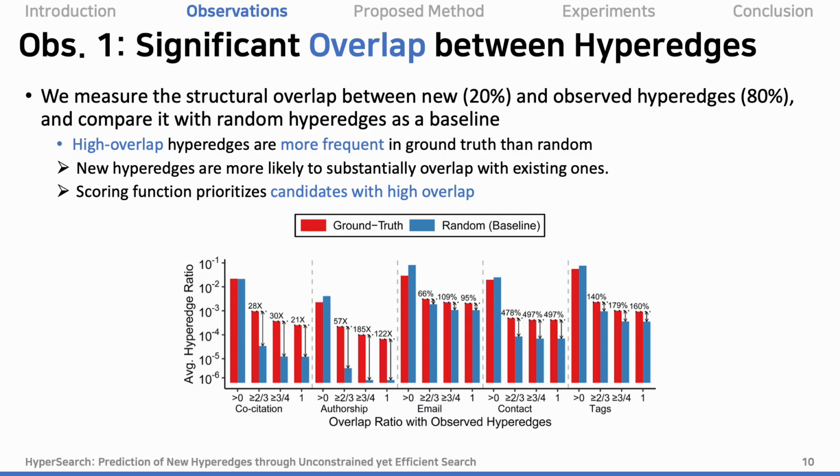Let's first look at the structural patterns in hyperedges. We use two sets of hyperedges, ground truth and random. For each set, we split the hyperedges into 20% new and 80% observed and measure the structural overlap between them. We find that the ground truth hyperedges show much higher overlap than the random ones. This indicates that new hyperedges are more likely to substantially overlap with existing ones. Based on this observation, our scoring function prioritizes candidates with higher overlap with observed hyperedges.